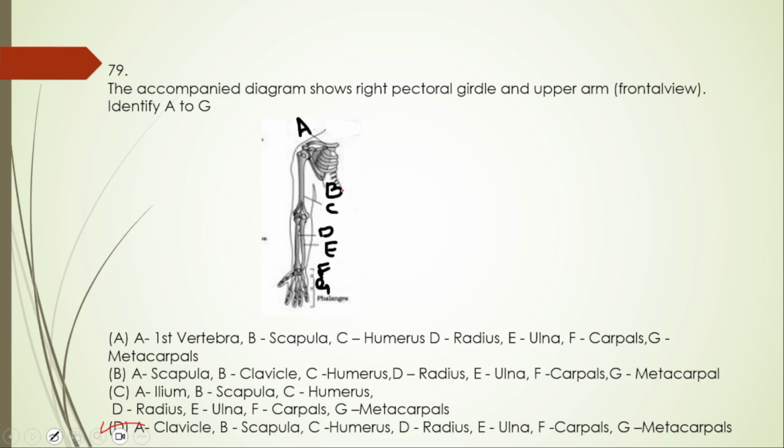B is shoulder blade, or else we can also call it scapula. And then C is humerus, that is upper arm bone. And then D is radius. E is ulna. This one is ulna, this one is radius. D is radius, E is ulna, right? And then F is wrist bones, which is also called carpals. And then G is metacarpals. So the right option is option D.